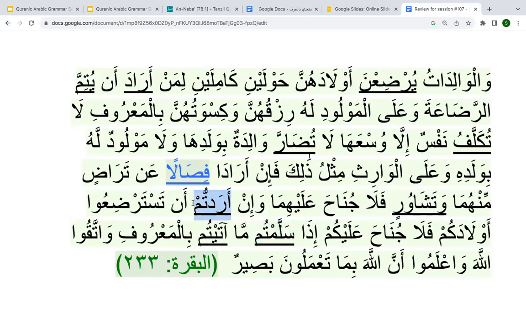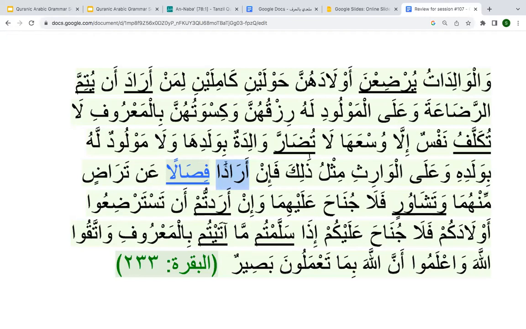Family 2 past, aradtum. Family 4 past tense because of the hamzatul wasal, right? Arada, arada. Is it family 4? Now tell me, who is the doer in arada? Alif is the doer. So is it family 4 or family 3? One more time. Family 4. Hamzatul Wasal.